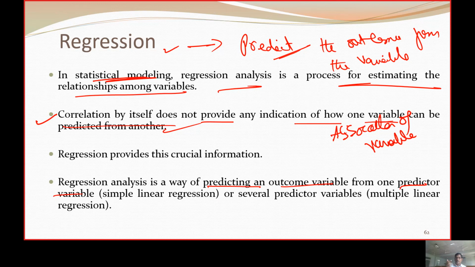There can be a single predictor variable, which we call linear regression, but there are also multiple predictors.